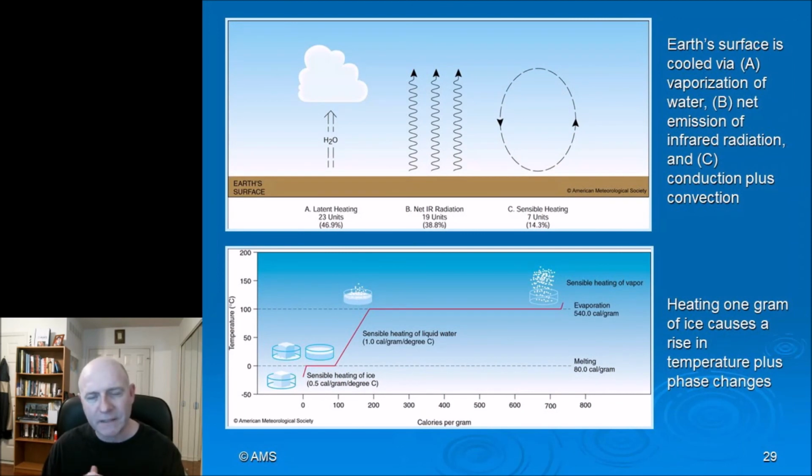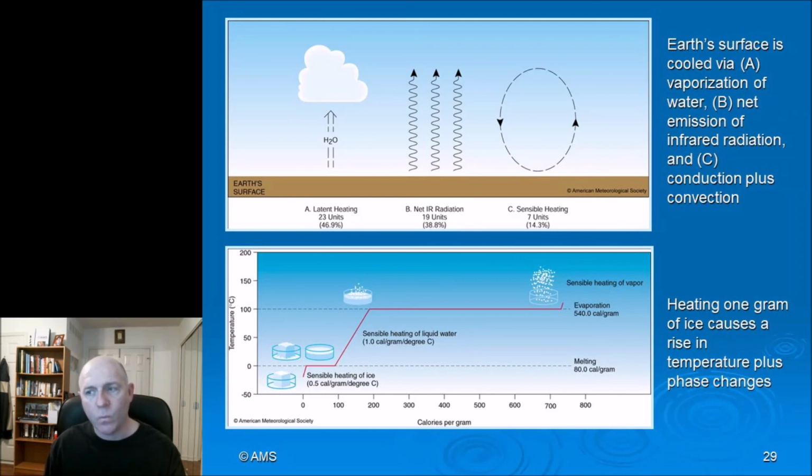This kind of harkens back a little bit to sum up what we said before about moving energy from the Earth's surface. So thinking about how the Earth's surface cools from left to right there. One is the vaporization of water. The net emission of infrared radiation, in other words, just giving off energy. And then conduction plus convection, right? Those currents, all right? So those are the three things that are cooling the Earth's surface.